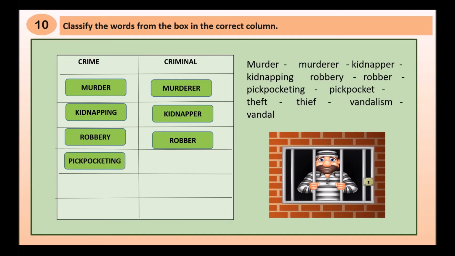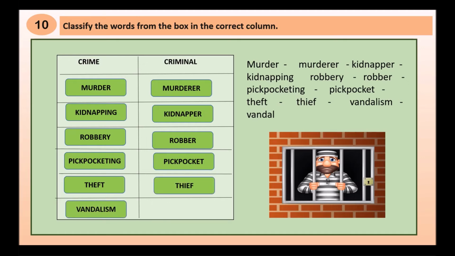Crime, pickpocketing. Criminal, pickpocket. Crime, theft. Criminal, thief. Crime, vandalism. Criminal, vandal.